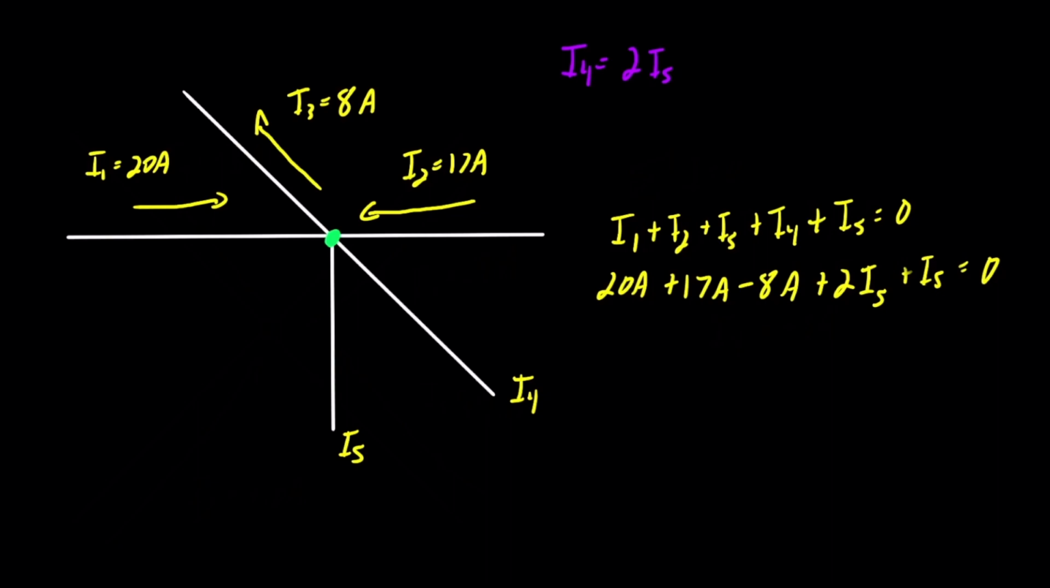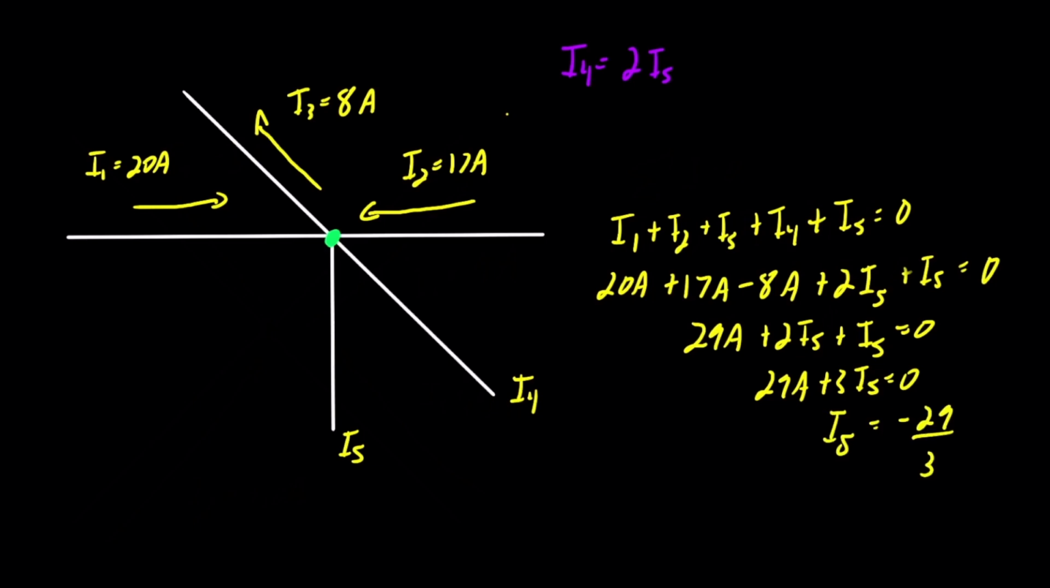I4, where is that? Well, we established that I4 is equal to 2 times I5. So we can actually switch out I4 with 2 times I5. And as a result, we only have one unknown variable, which is I5. So what do you get as a result? Well, you get 29 amps plus 2 I5 plus another I5. And you just add like terms in terms of I5s and solve for I5. So you just get negative 29 divided by 3.